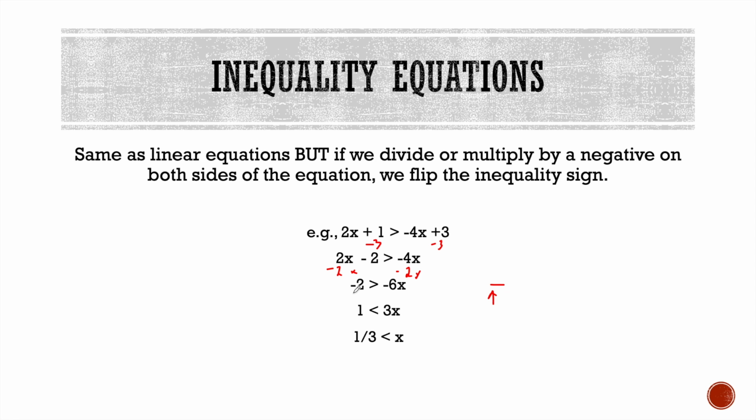So here we divide by -2 on both sides. As you can see, we flipped our inequality sign and we get 1 is less than 3x. Now we can divide by 3, and because 3 is not negative, we don't have to flip our sign, and we get 1/3 is less than x.